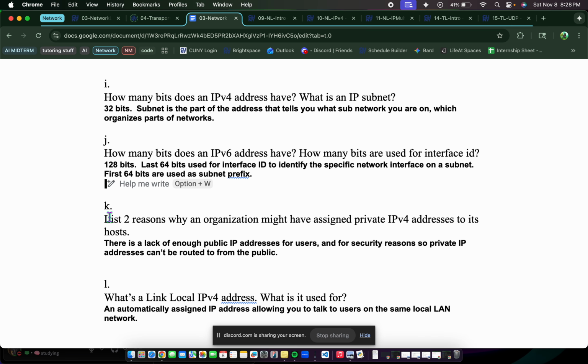So, going back to private versus public IP addresses. There's a lack of enough public IP addresses, right? That was the whole situation. And then also security reasons, because you can't route to private IP addresses from the public. So these are the two main perks of network address translation. These are the two main reasons to give if the question asks for that or if you have private IP addresses.